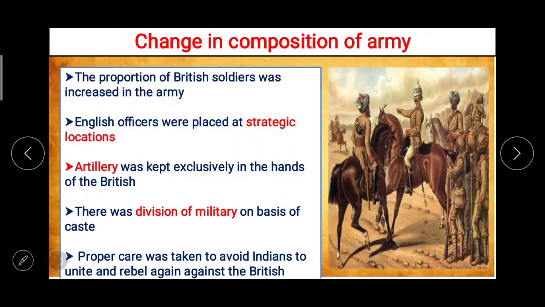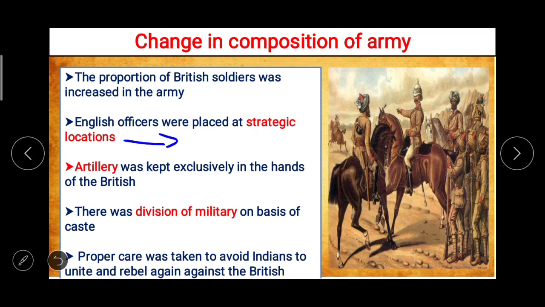The proportion of British soldiers was increased in the army. English officers were placed at strategic locations so that they can take decisions and change any strategy anytime. Artillery was kept exclusively in the hands of the British. Why this now? क्योंकि अगर कोई इंडियन सिपाही रिबेल भी करे तो वो आर्टिलरी उसके हाथ में ना लगे, वो कहीं और उसका यूज़ ना करे. That is why it was kept exclusively in the hands of the British.